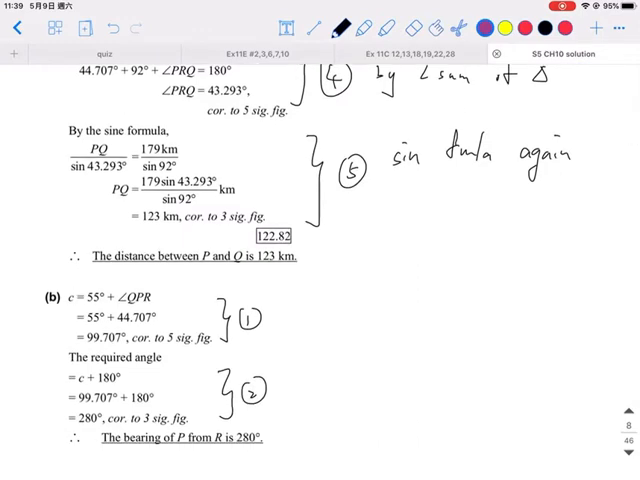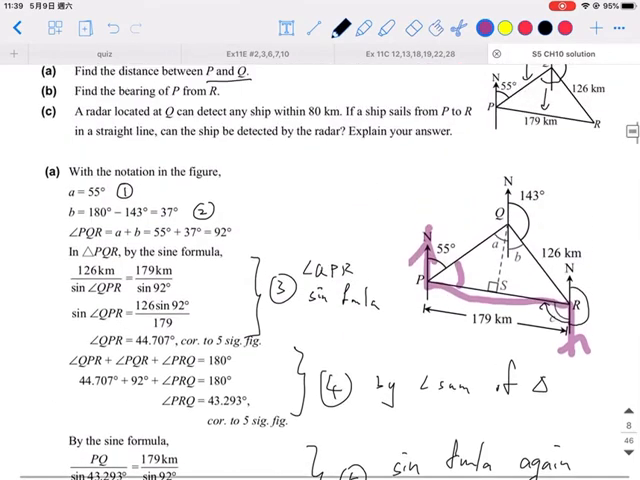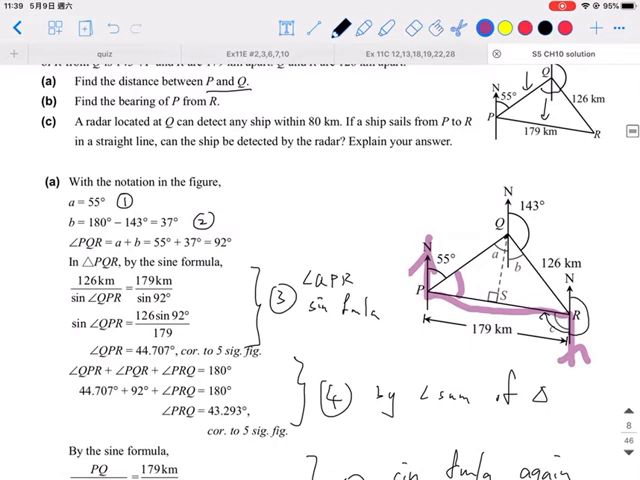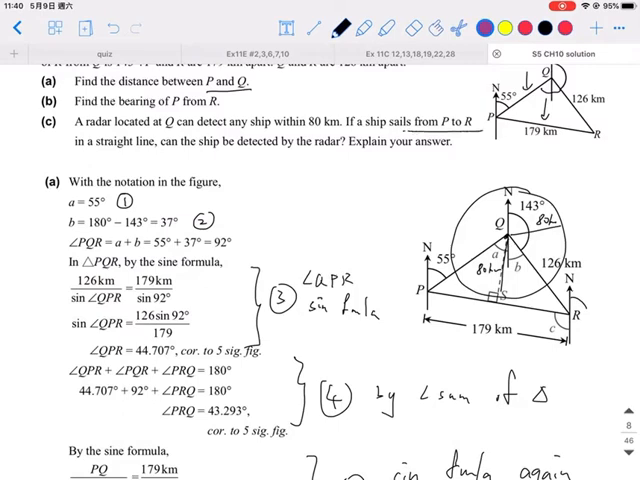And the last part is a radar located at Q. So a radar here detects any ship within 80 kilometers. So that means if any ship is within 80 kilometers, okay, so let's say we can draw a circle of 80 kilometers, then it will detect the ship. So let's say a ship sails from P to R, that means we have a ship from P to R.